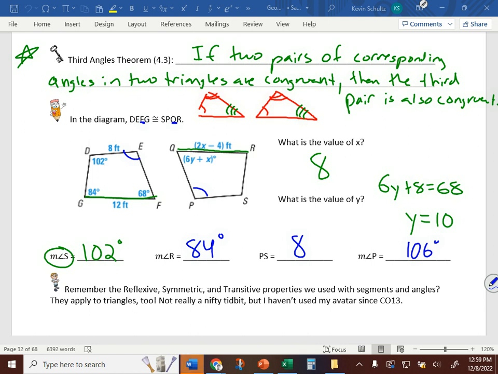There are 360 degrees in a quadrilateral. And so once you add up 102, 60, and 84, there's 106 degrees left to get to that 360. It's very important to look at that congruency statement. P and D look like they might be the same, but they're not. 106.